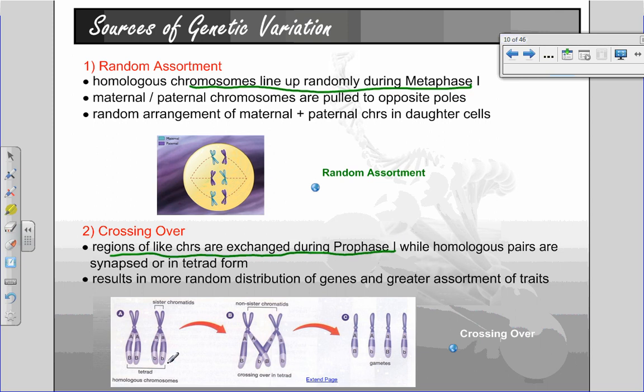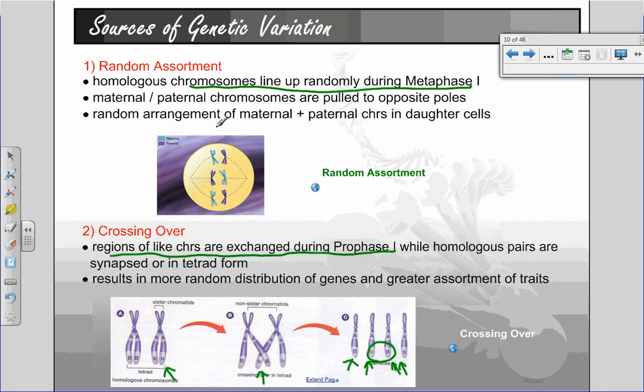Okay, so this diagram is showing the tetrad, where certain regions of the homologous sister copies are crossing over and they can exchange genetic information. If you look here, these are different. This one is big A, big B. This one should be big A, big B if they were identical copies, but they're not. Same as these two. They're not the same anymore. So it allows for very different combinations of traits.